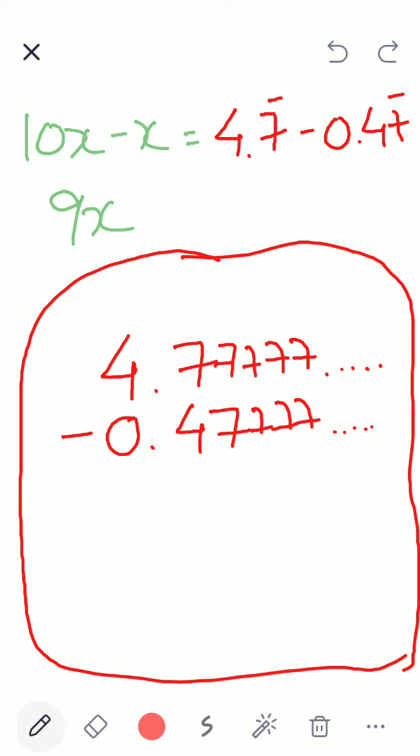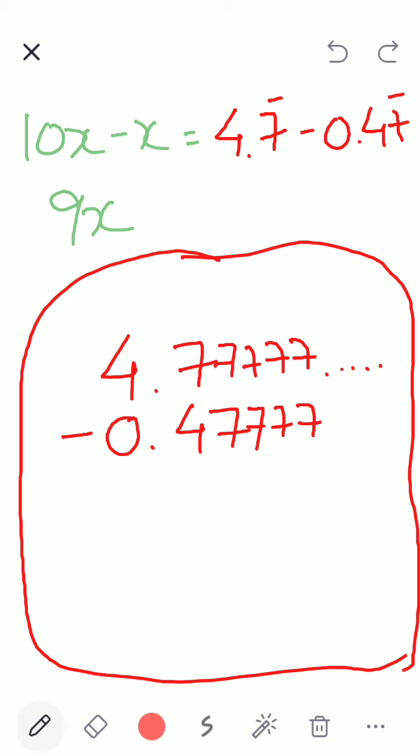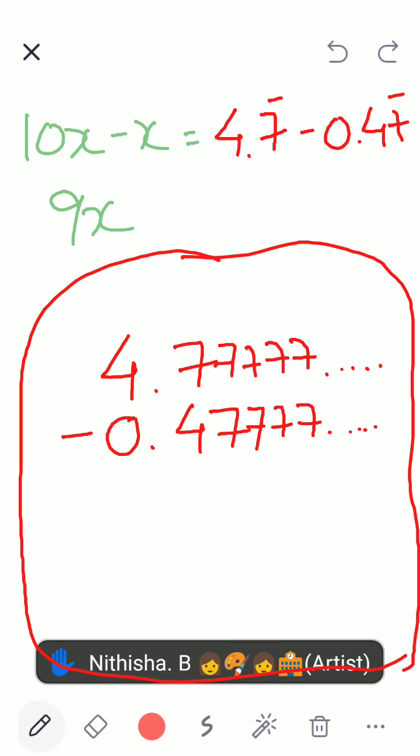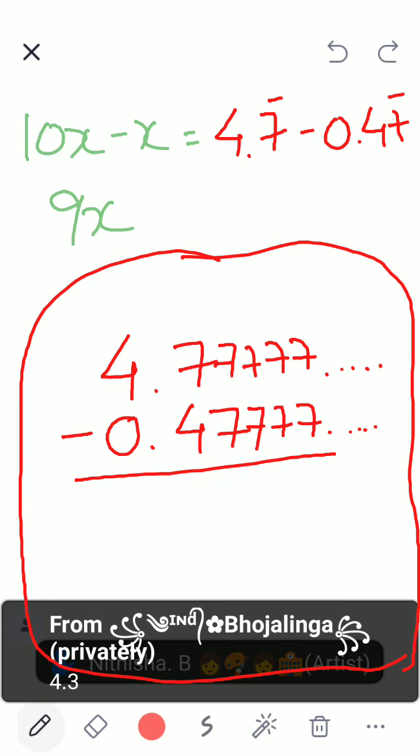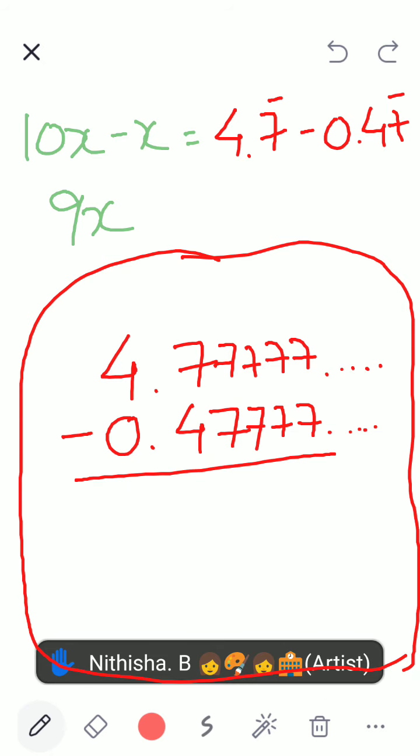My 7 is not my 7. Let me form properly. Children, if you all are having problem with my hand, wait. Hold on. Okay. So I got 4.7777.